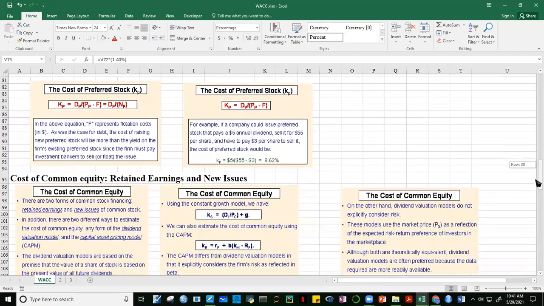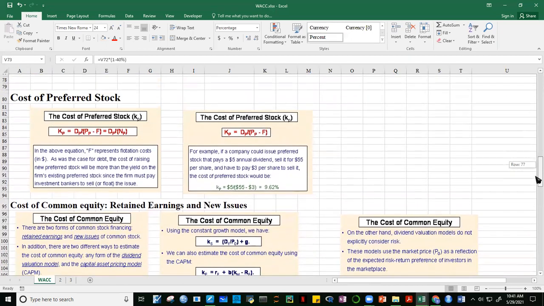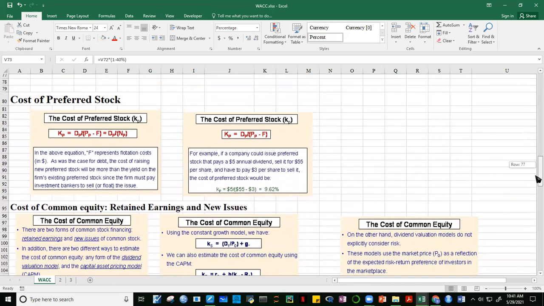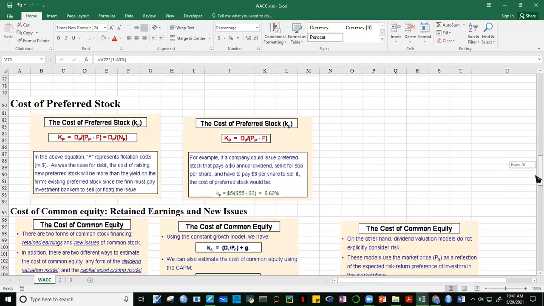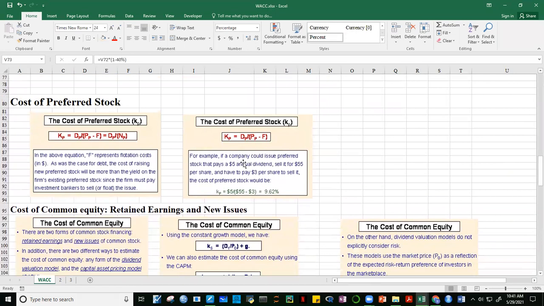Sa preferred stock madali yung cost, no? Kasi ang preferred stock, ang nature ng preferred stock, parang bonds din yan. So yung dividends niya fixed. So for example, ito, a company could issue preferred stock that pays $5 annual dividend and sells it for 55 pesos and have to pay $3 per share to sell it.